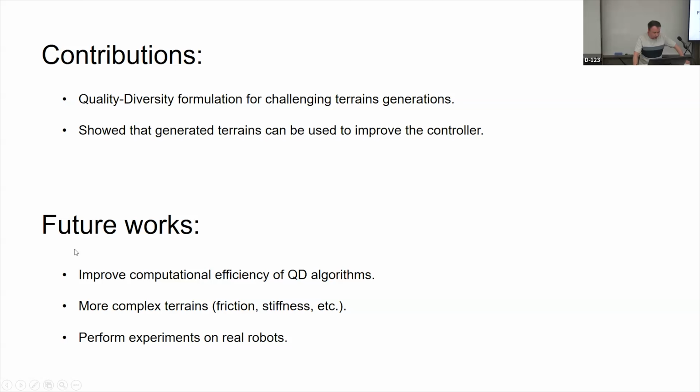So for future work, I plan to work on the computational efficiency of QD algorithms, because these algorithms are computationally very expensive. Also, I plan to consider more complex terrains, for instance, with varying frictions or stiffness. And also, I plan to perform experiments on real robots, especially to test whether the improved controller is also actually more robust in the real world.